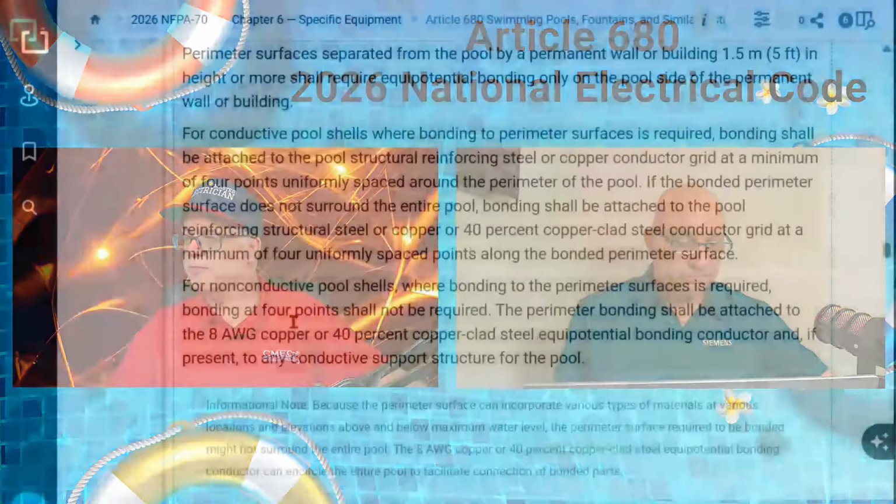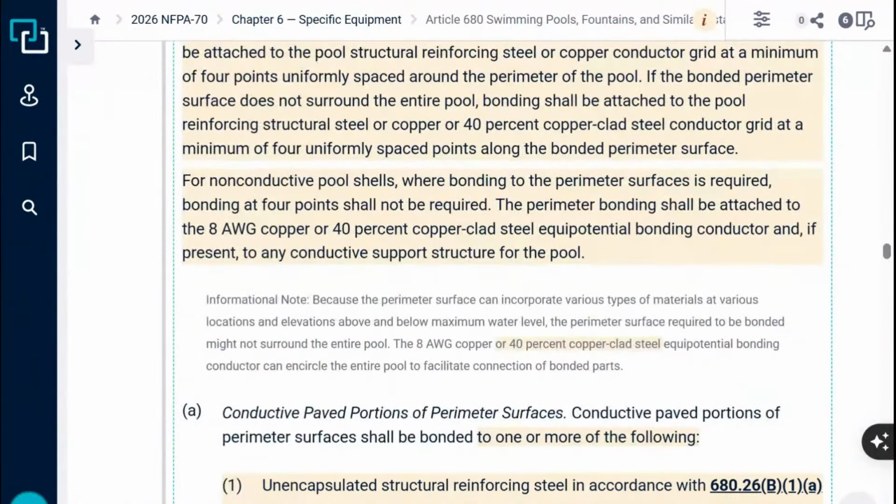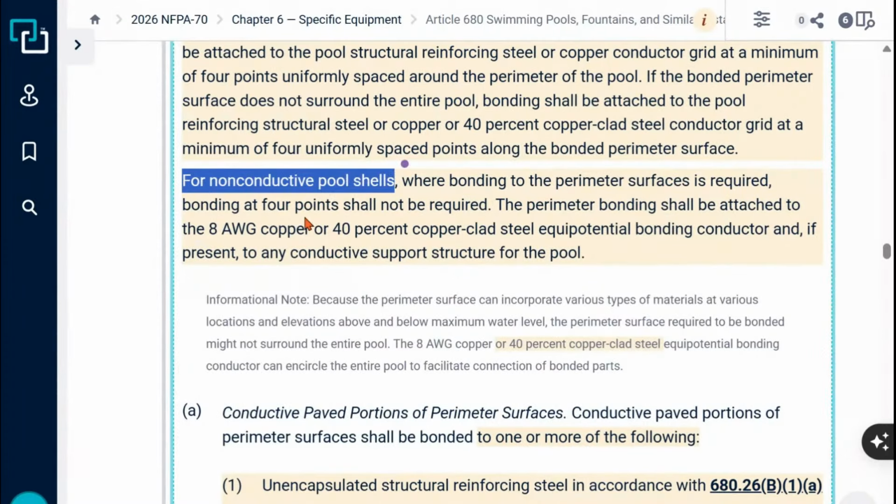And then again, for a non-conductive pool shell, so again, that's your fiberglass or your vinyl lining. That's a non-conductive pool shell type. It says where bonding to the perimeter surface is required, bonding at 4 points shall not be required, obviously, because there's nothing for that perimeter to bond to. It's a non-conductive pool shell. There's no 4 corners to connect. So do nothing there. Doesn't remove the fact that you still need the perimeter. Right. But it's just saying there is no conductive pool shell to connect to.